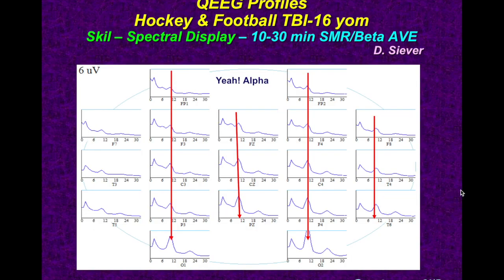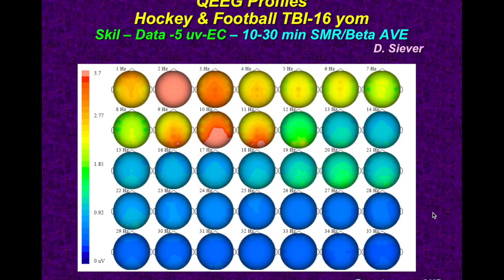And when we look at his spectral array, we now see a nice peak right at 10 all the way through the record here, through most areas. And it's also where it should be, which is more on the right parietal area. So this is very good.